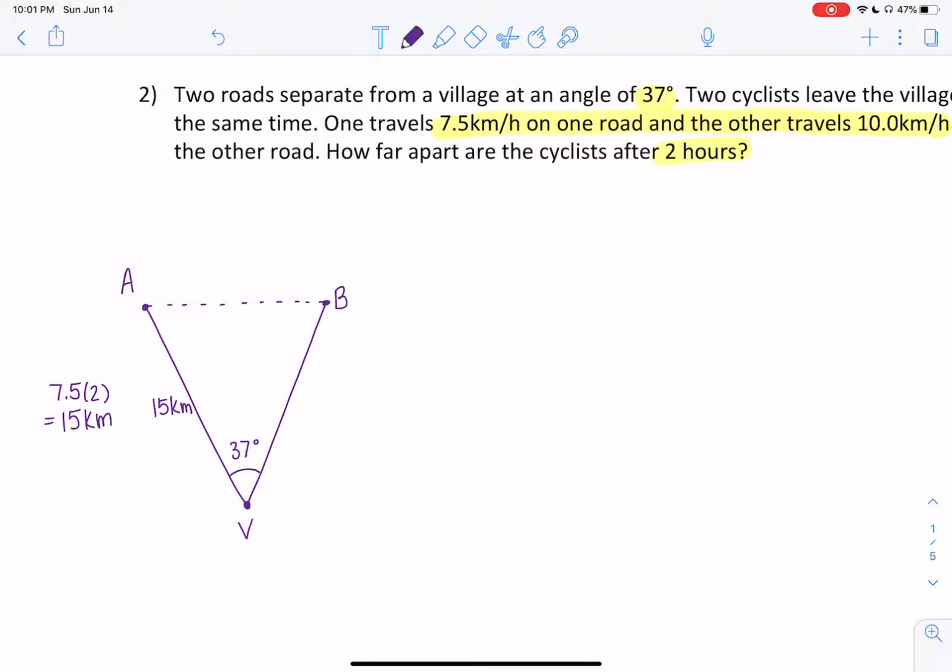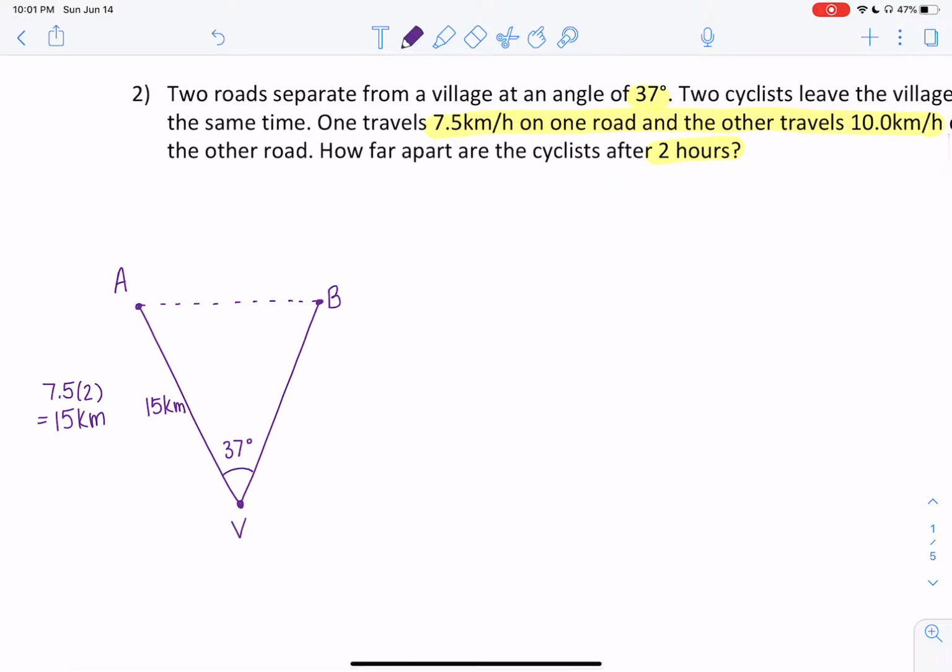And cyclist B is traveling at 10 kilometers per hour. So they go 10 kilometers in the first hour and 10 kilometers in the second hour. So to find out how far they go, we do 10 multiplied by 2. So they travel 20 kilometers. So that's what goes here. Just going to erase those because we don't need them. All right, so what we're trying to find is this length here, which I'm just going to call x.